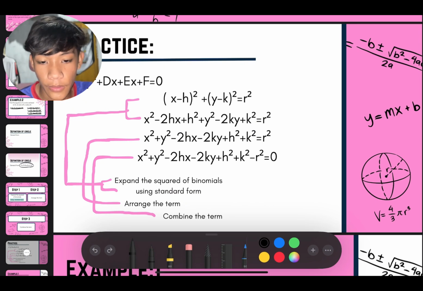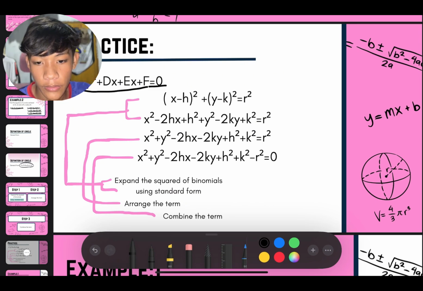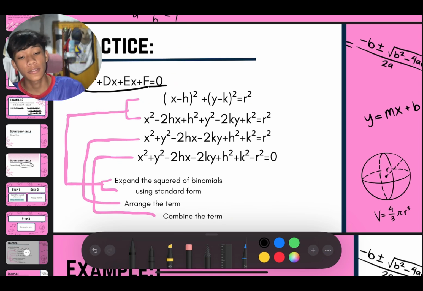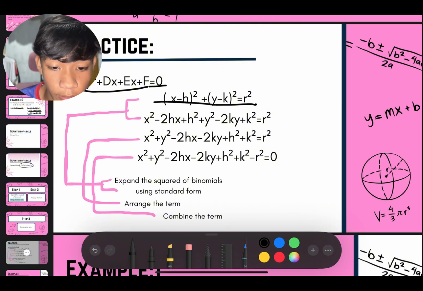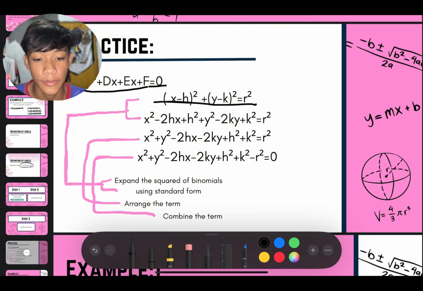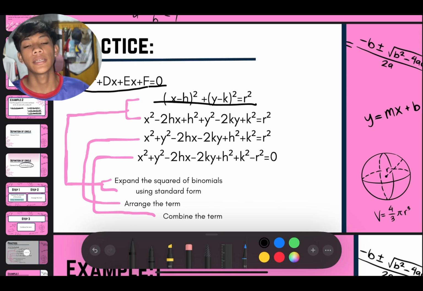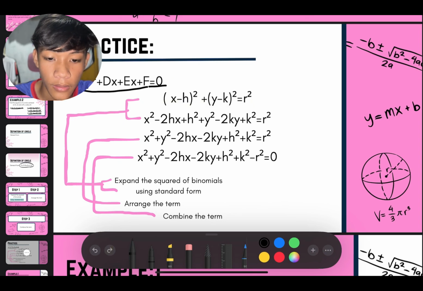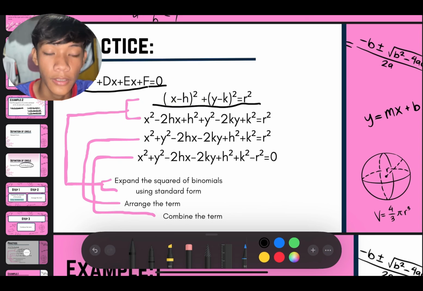Okay, so this is our equation, right? What I said earlier is to expand the squares of the binomials using the standard form. So this is our standard form. Then let's expand it. I'm going to show you how to expand the standard form. So this is our standard form, right?